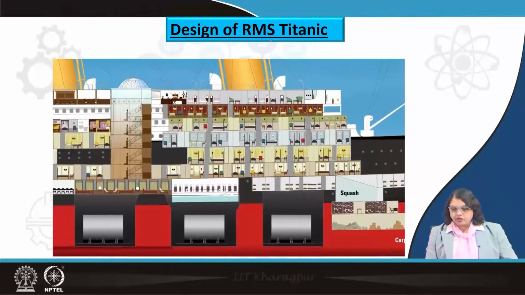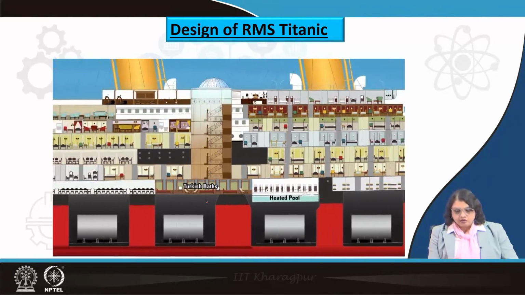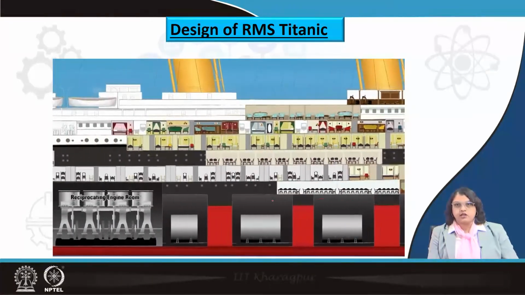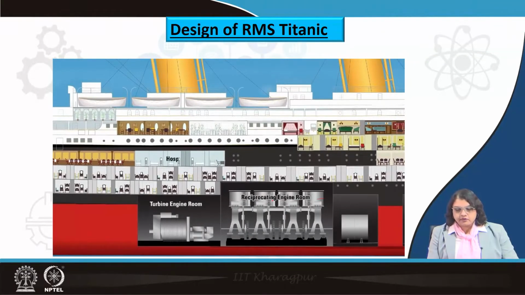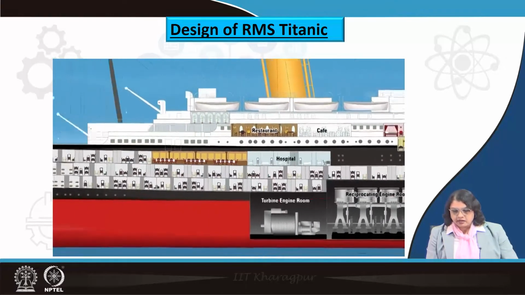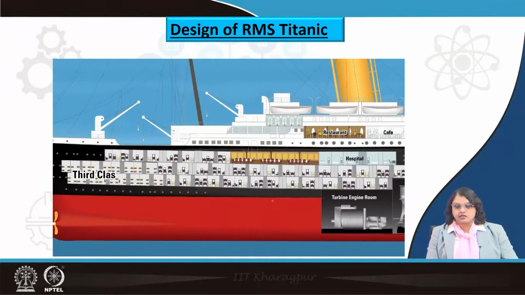And if we look at the other amenities, you can see the squash court. There are the heated pools, okay, and Turkish baths, which were very famous and luxurious at that time. In fact, there was a hospital which was even more advanced than the hospitals on land. Then there are restaurants and a cafe to get whatever the passengers need.